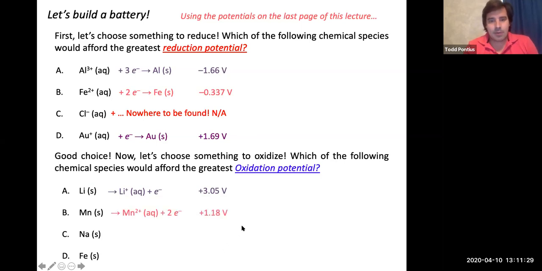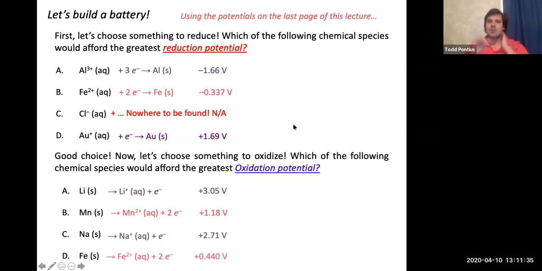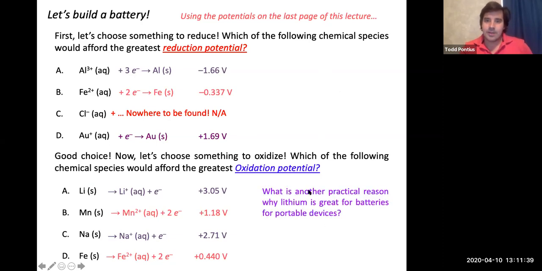Manganese would be positive 1.18 volts. Sodium would be positive 2.71 volts. And iron would be positive 0.440 volts. So all of them are favorable, but lithium is the most favorable. This is actually why lithium is used in our cell phones, in our laptops, etc. It contributes a lot of potential when it's oxidized. Lithium loves to give up its electrons. It's a really good anode.